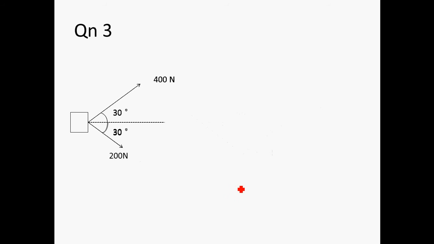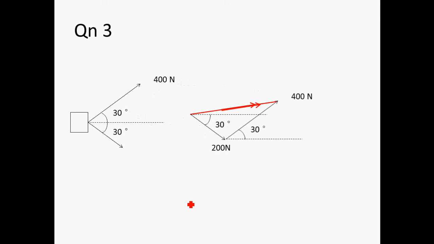Okay, so the question, once again, you may pause the video and try yourself. Okay, so have you finished? Okay, let's review. The first force is this one, then the second force is this one, and then this will be our resultant force. I hope that at this point in time you will be able to do your tip to tail.